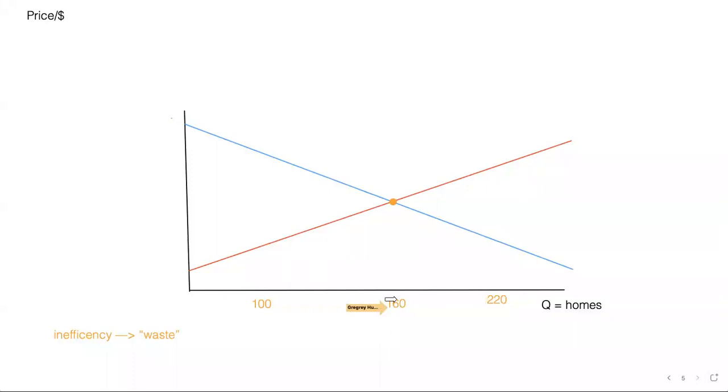Remember, the equilibrium quantity is the quantity that is actually produced and consumed in the market. You would hope that the market would pick a quantity that wasn't way too low or way too high for the needs of your society.